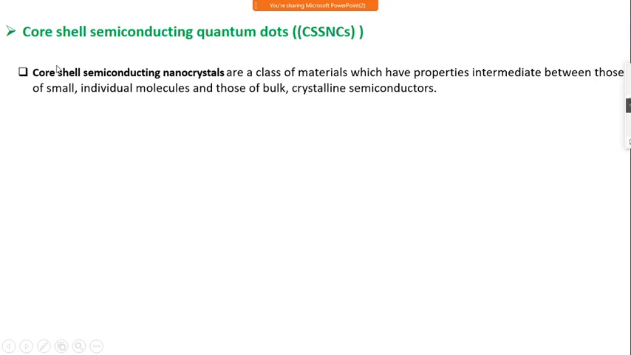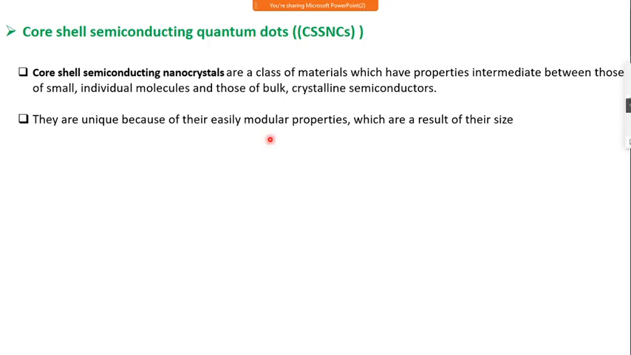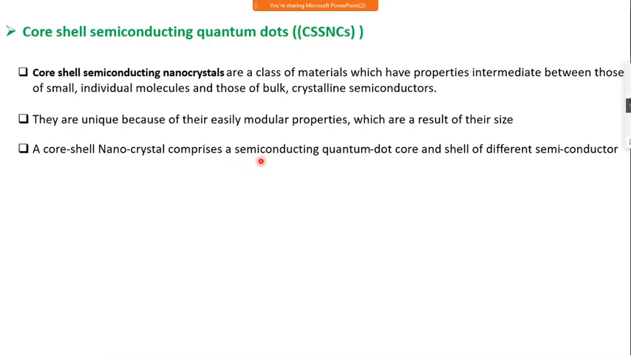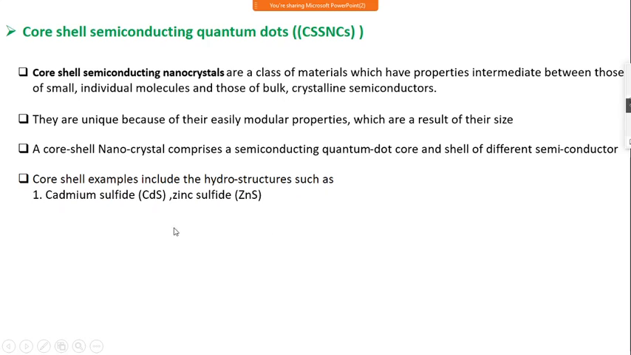Here I discuss simply the idea about core shell semiconducting quantum dots. They have molecular properties, and it depends on their size. Core shell nanocrystals comprise a semiconductor quantum dot core and a shell of a different semiconductor. Here you can see an example.